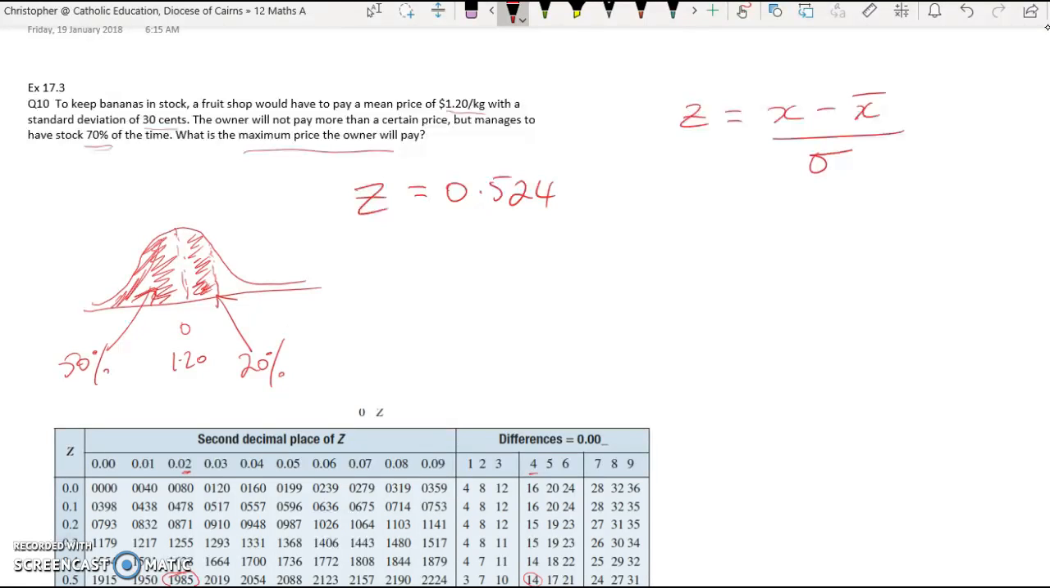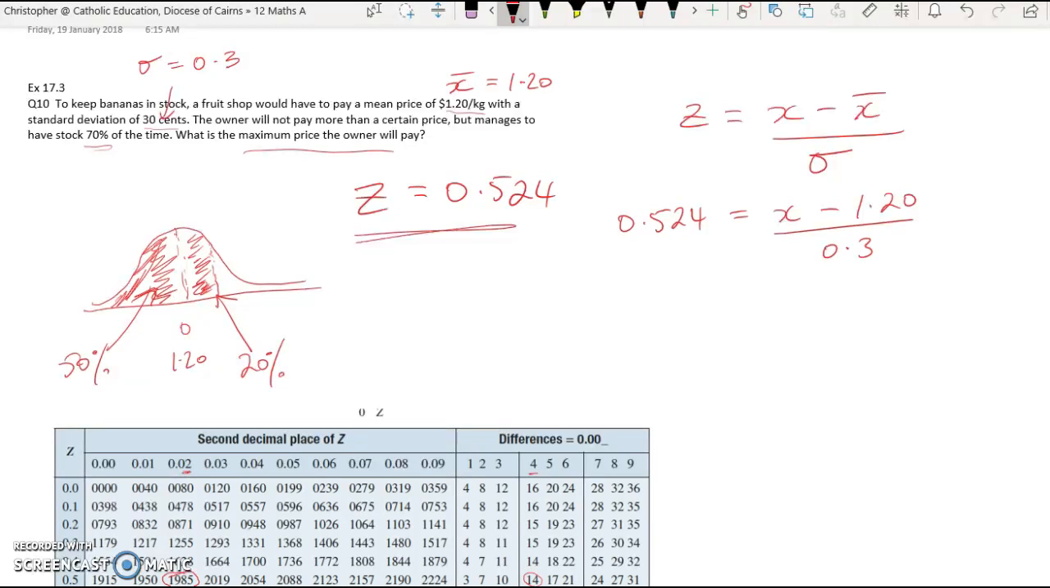We've been given that the mean is $1.20. The standard deviation is 30 cents, or 0.3, and we've worked out our z-score, meaning that the x is the last thing that we need to find. So let's substitute into the formula: 0.524 is equal to x minus the mean, which is $1.20, over the standard deviation, which was 0.3.